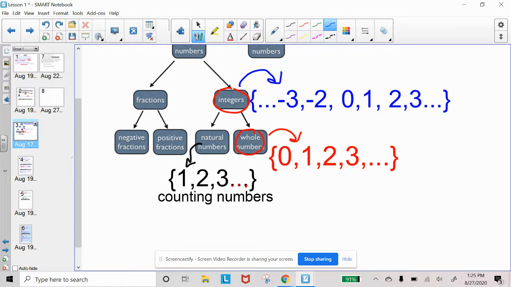Whole numbers are the same as counting numbers, but now we include the 0. So whole numbers are 0, 1, 2, 3, etc. And again, we're holding the set with brackets, or we call them braces. And lastly, we have integers, which are positive and negative whole numbers.